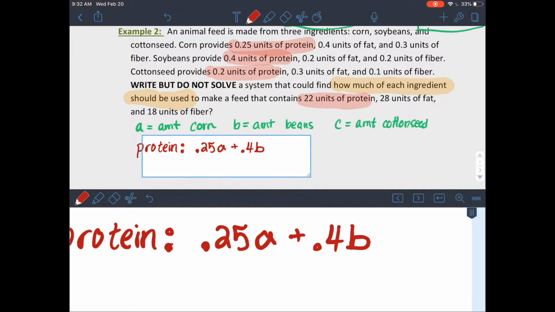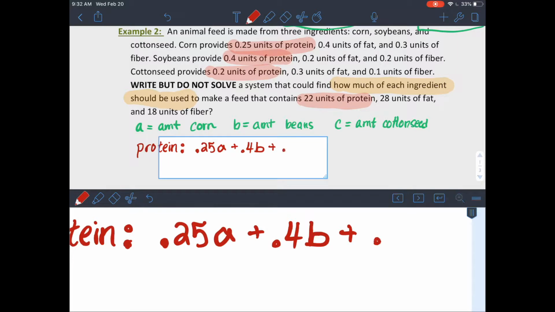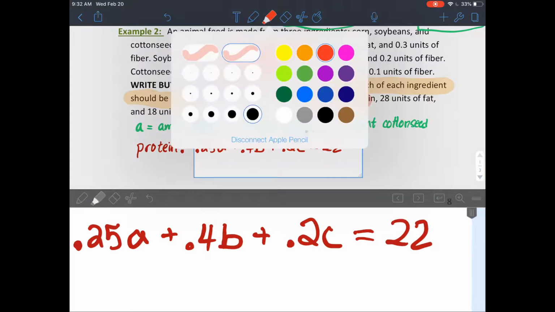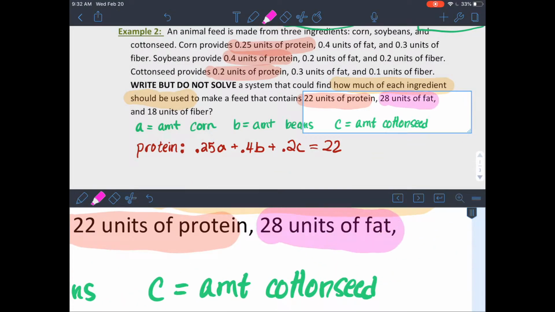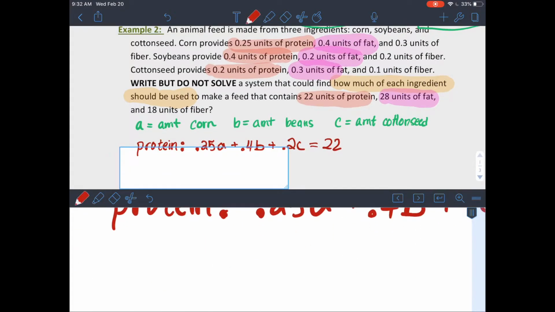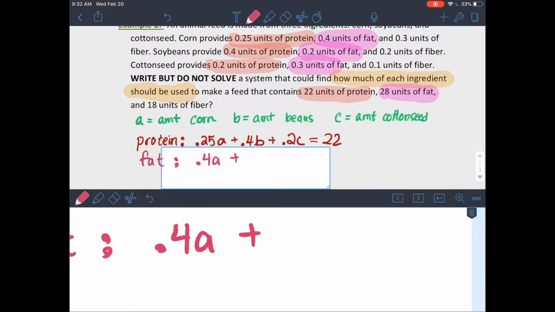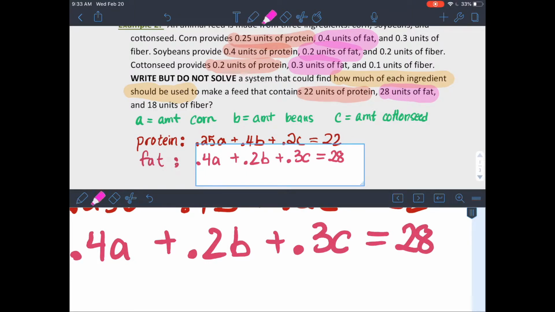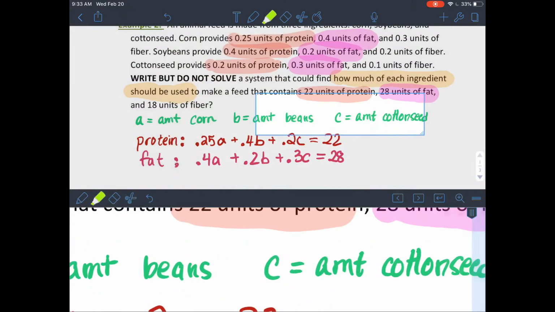So if I take my amount of protein in corn times the amount of corn I'm using, my amount of protein in beans times the amount of beans I'm using, and the amount of protein in cottonseed times my amount of cottonseed I'm using should equal my 22 units. Same idea for the amount of fat that I need in my final mix. Amount that's in each unit of corn times the amount of corn, and so on. Make sure that it adds up to a total amount of fat that is 28 units.